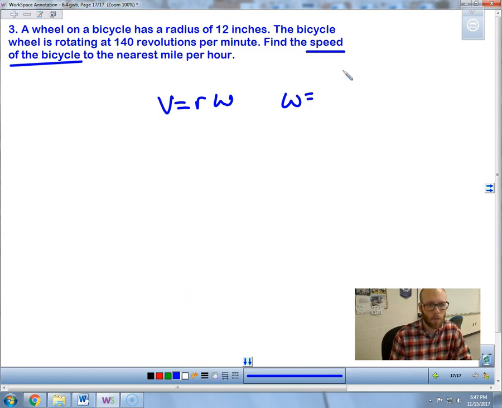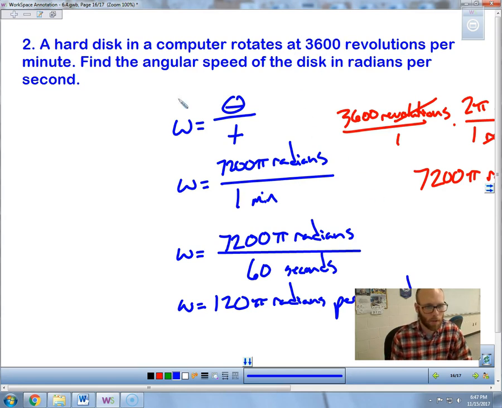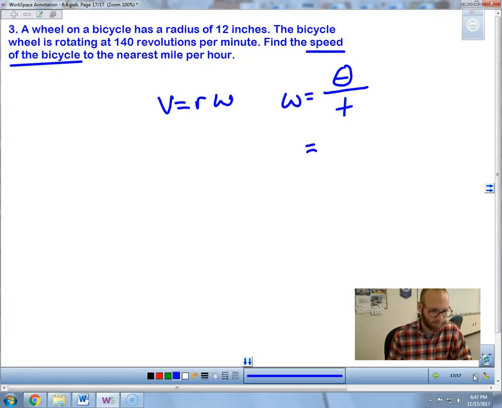How do we find angular speed again? Our angle divided by the time is rotating 140 revolutions per minute. What is that angle? 140 revolutions per minute. Sounds familiar. Here it was 3,600 revolutions per minute. How did we figure out what our angle was? We took the number of revolutions times 2 pi. So that would be what? If I take 140 times 2 pi, I get 280 pi radians.